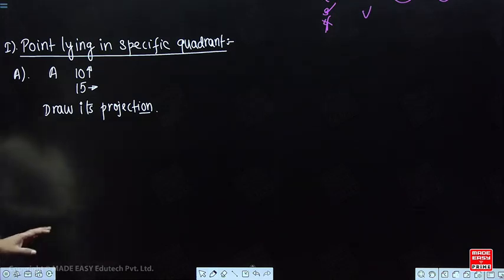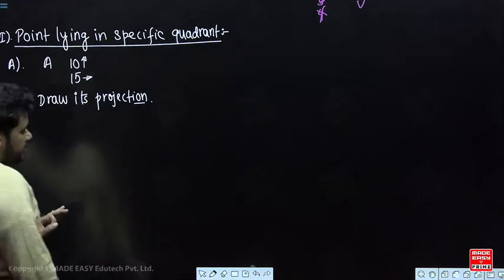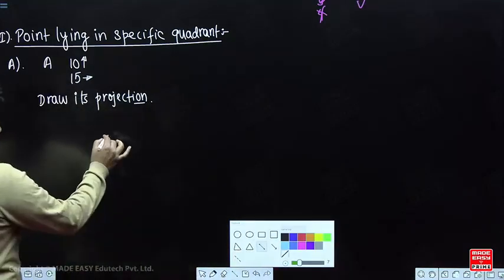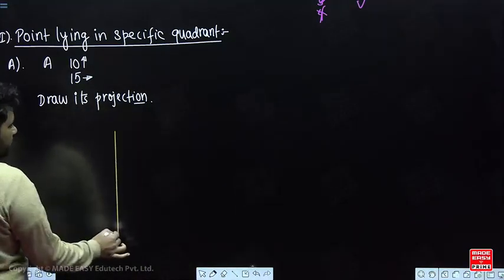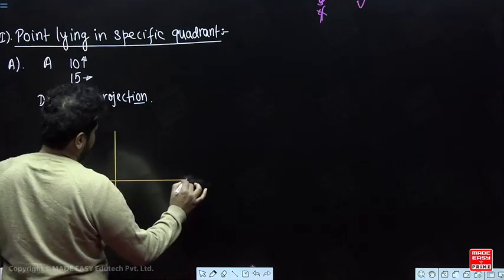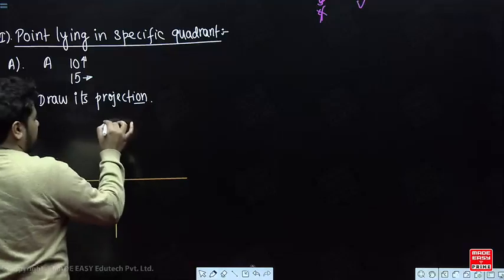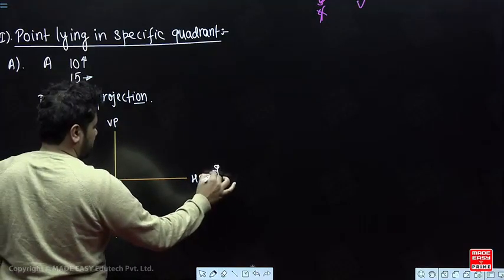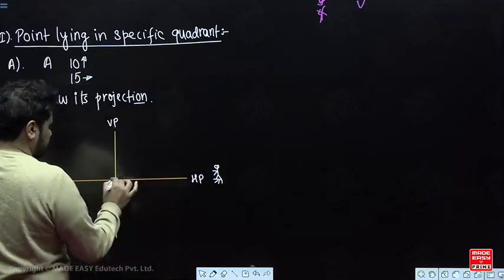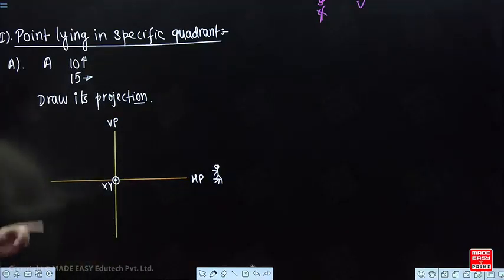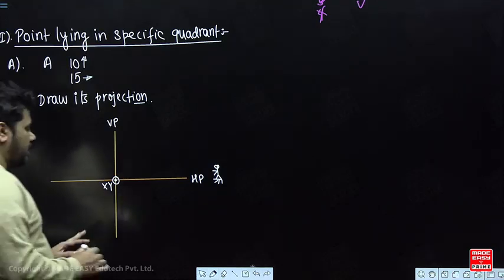So देखो, ऐसे क्वेश्चन को करने का तरीका क्या है ये समझ लो. It is a very simple technique. I will give you one technique and all the questions of projection of points will be solved. This is VP, this is HP, and this is the observer. This is xy. So I will give you one technique, and this one technique will give you the whole idea how to solve the question.